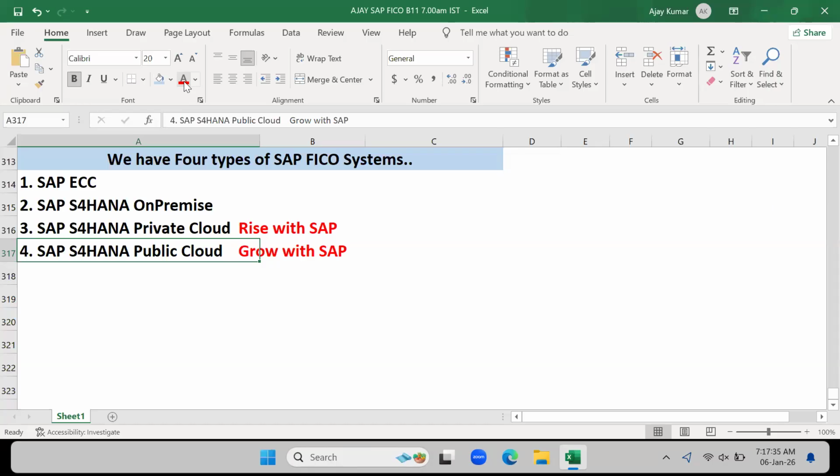Tomorrow in the interview, people might ask, have you worked on public cloud? Have you worked on private cloud? Have you worked on S4 HANA? Have you worked on ECC? You need to be in a position to differentiate what is this. Otherwise, you will end up telling, I know only SAP FICO, I don't know what this is.